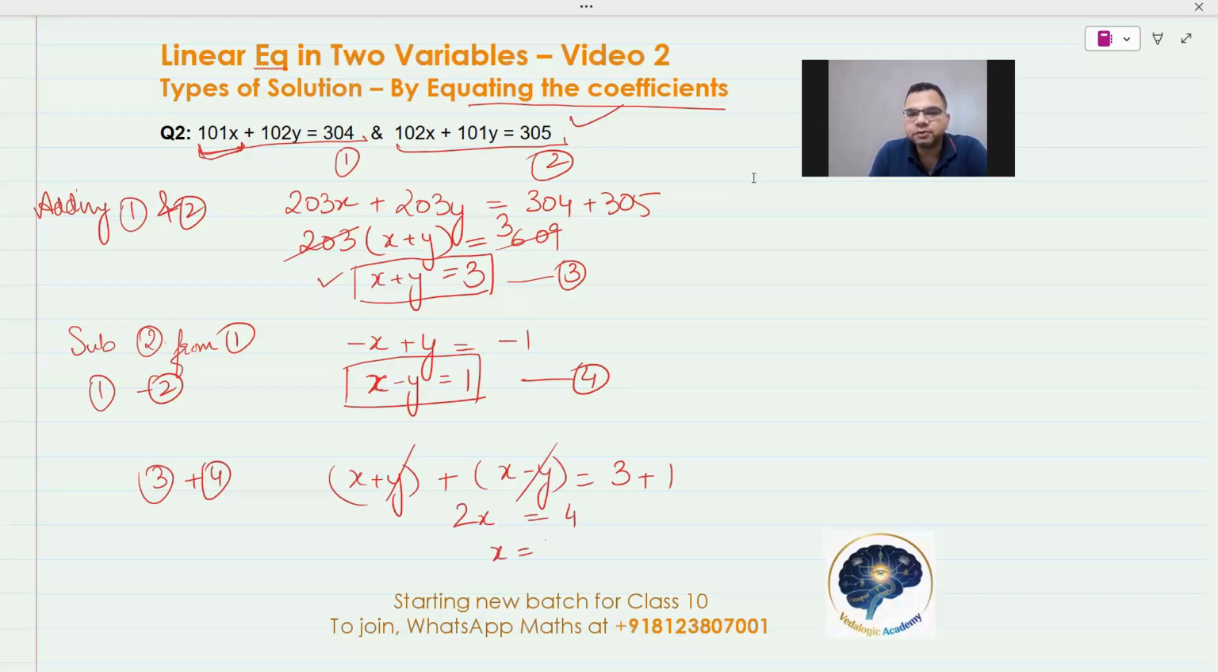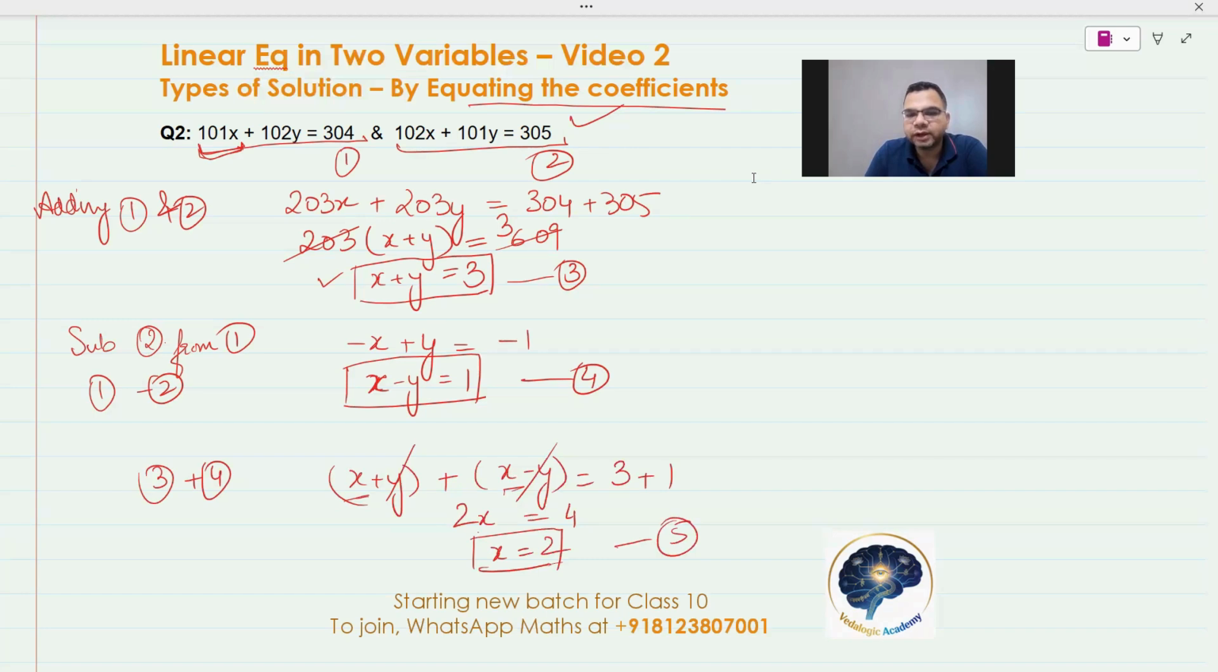So x becomes 2. I hope it is clear till here. There is no confusion. We have just added equations 3 and 4. So x plus y and x minus y are added now, and on the right hand side we have 3 and 1, so I've added them as well. y minus y becomes 0, and x plus x becomes 2x. That's what I've written here on the left hand side, and on the right hand side we have 3 plus 1, which becomes 4. And x becomes 2. Now we have x equals 2.